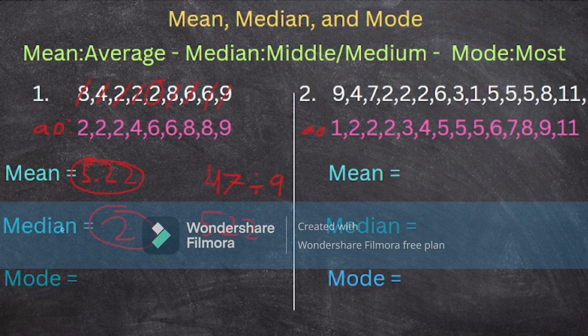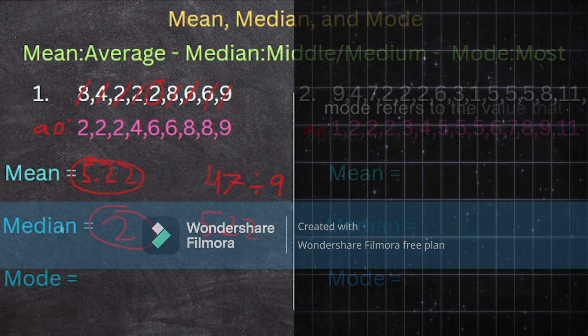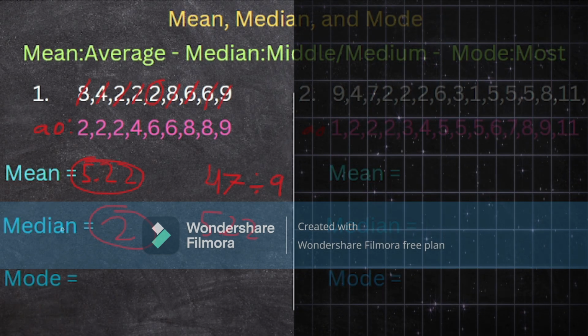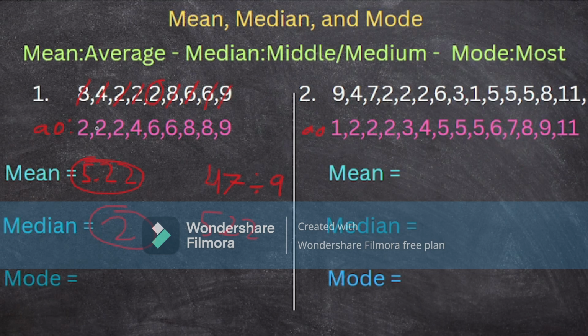Mode. Mode is the number that appears most frequently in our data set. So let's find the mode. You see 2 appears twice while 4 appears once, 6 appears twice, 8 appears twice, and 9 only appears once. So 2 appears more than the others. So our mode is 2.